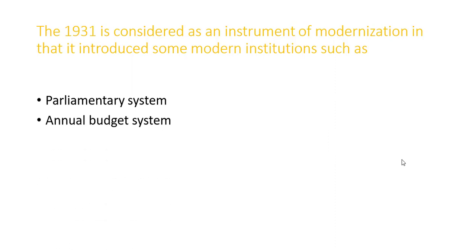It also introduced the annual budget system. The second major contribution of the 1931 constitution was the introduction of the idea of providing a fixed annual budget for the government. However, the assignment of budget as indicated in the constitution had not been properly implemented. The third contribution is the ministerial system. The constitution provided the institutional framework for the ministerial system.